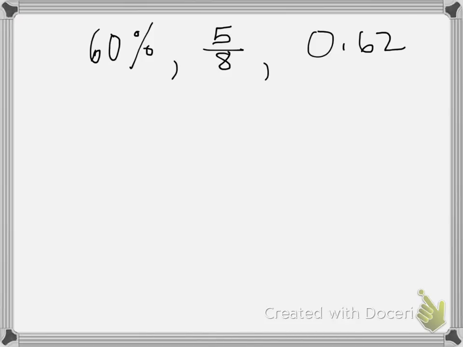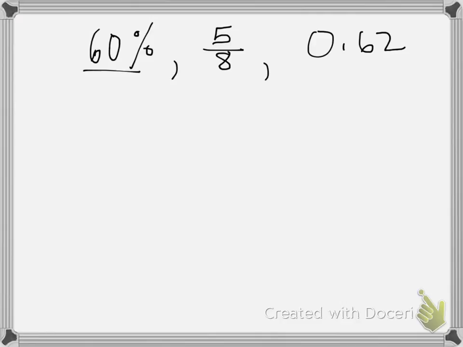Here's our first example. We're going to put these in order from least to greatest. And we have 60%, 5/8, and 62 hundredths. And again, like the car example, we could work in decimals with all of these, or we could work in fractions with all of these, or we could work in percents with all of these. But we have to pick one. And the thing that we found out today in class is percents are possibly the easiest one for students to compare. So let's work in percents.